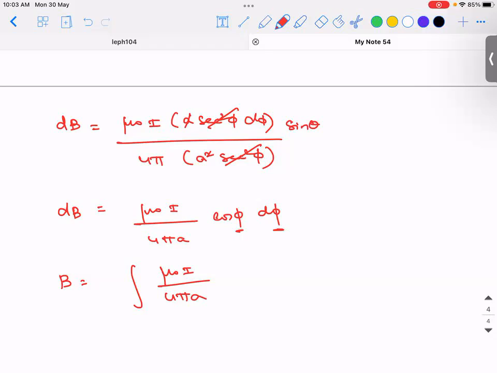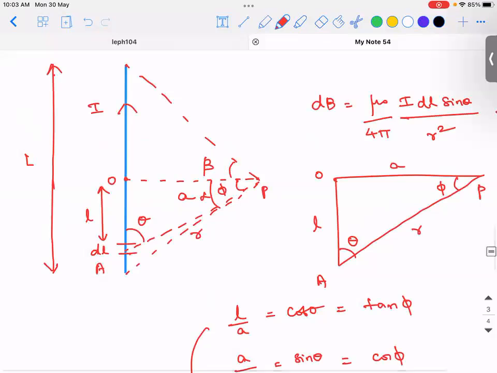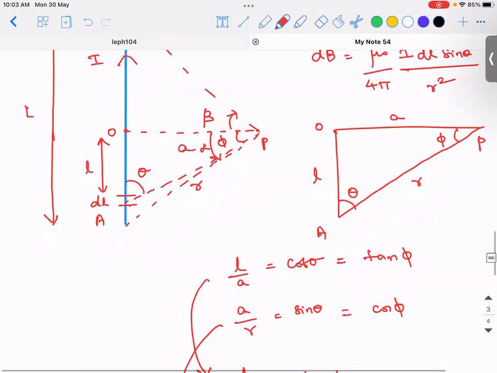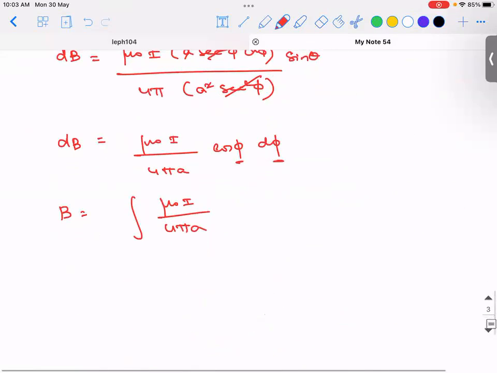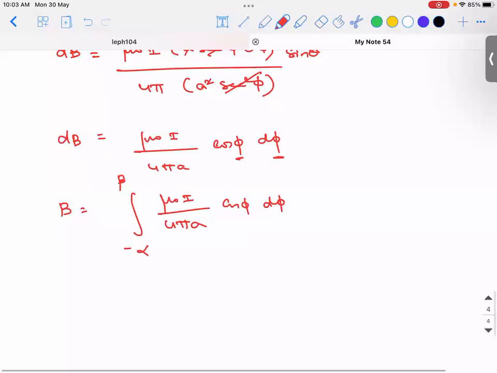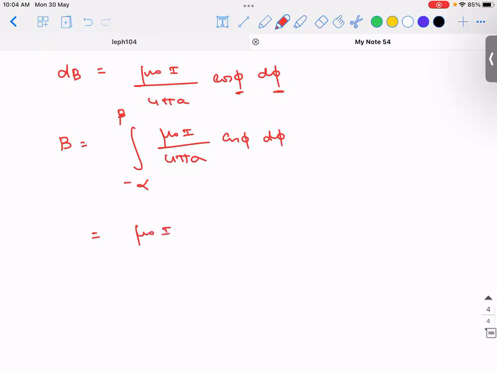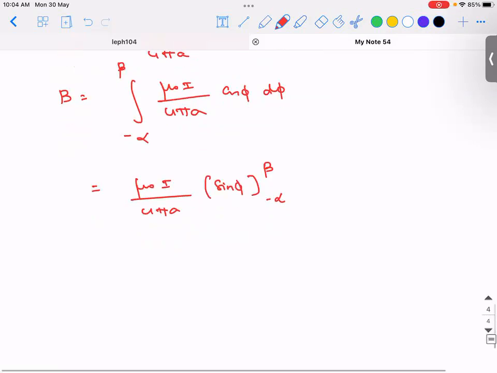When I go to the bottom, observe alpha is in the anti-clockwise direction and beta is in the clockwise direction. So I'll give a sign to it. I'll take alpha as negative so that beta becomes positive. So I will take this as minus alpha to beta, cos phi d phi. When I write it like this, this becomes mu naught I divided by 4 pi A into the integral of cos phi d phi, which is sin phi between minus alpha to beta. Correct? Now substitute the upper limit and the lower limit.